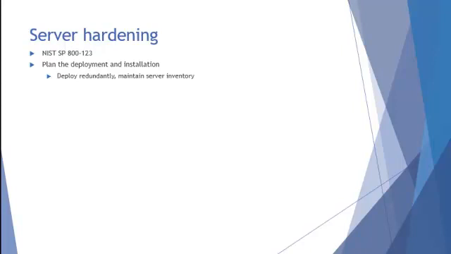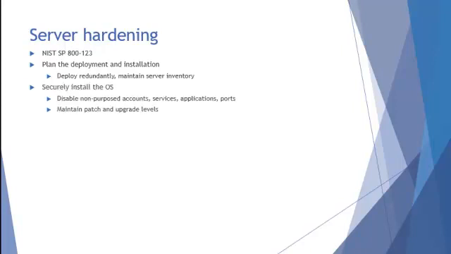So just to highlight some of those here and some of the steps you can take. Plan the deployment installation, so deploy a redundant server, having Anycast, for example. But regardless of Anycast or not, make sure you maintain your server inventory, know what you've got out there, what the IP addresses are, etc. Securely install the operating system of the server. Disable non-purposed accounts, services, applications, ports. So you want to lock it down with respect to what that server is able to do from a protocol perspective, and also maintain patch and upgrade levels.